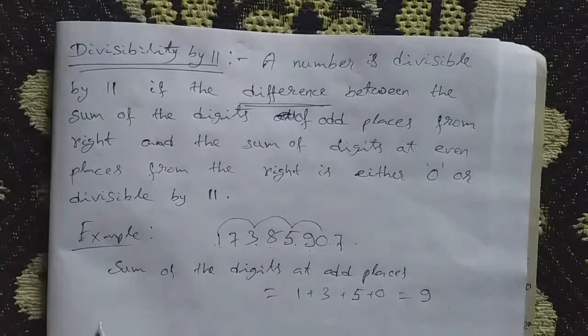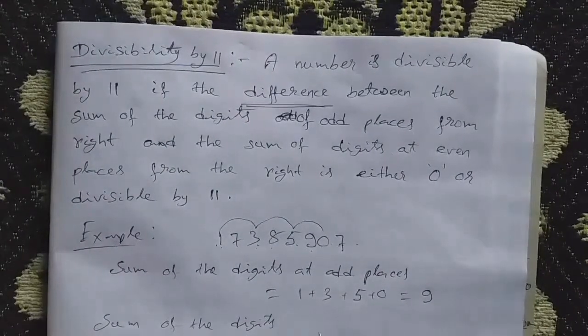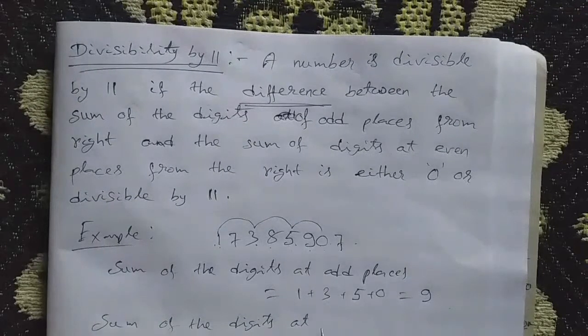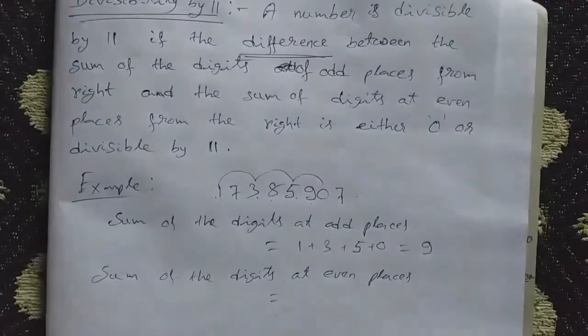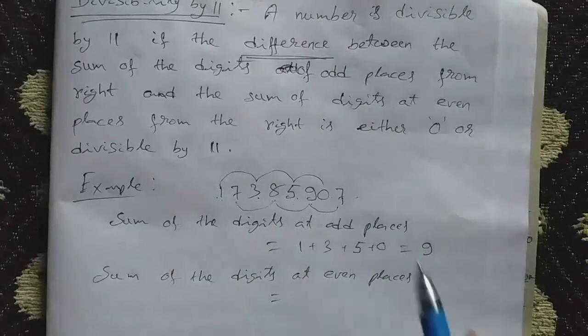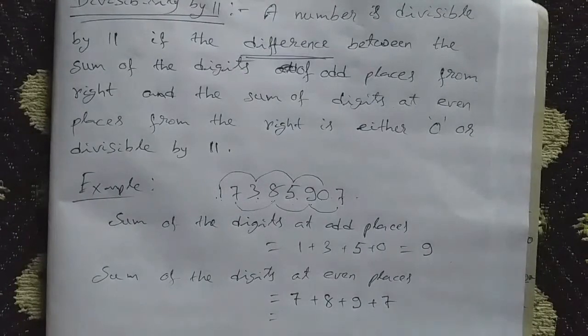Okay, and the sum of the digits at even places is equal to second place, fourth place, sixth place, eighth place: 7 plus 8 plus 9 plus 7. Find 7 plus 8, 15, 15 plus 9, 24, 24 plus 7, 31.